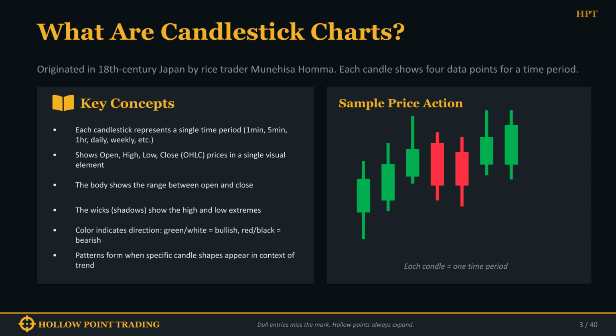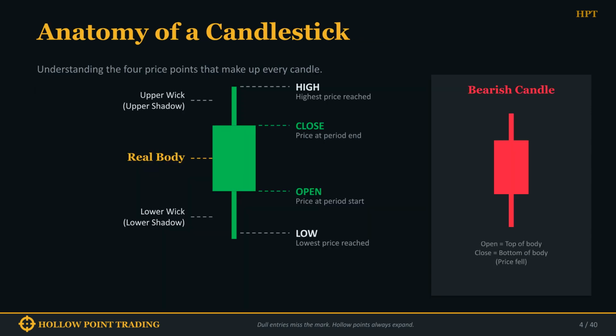Candlestick charts originated in 18th century Japan. Each candle represents a single time period, showing the open, high, low, and close prices. The body shows the open to close range, and the wicks show the high and low extremes. Understanding the candle's anatomy is crucial.